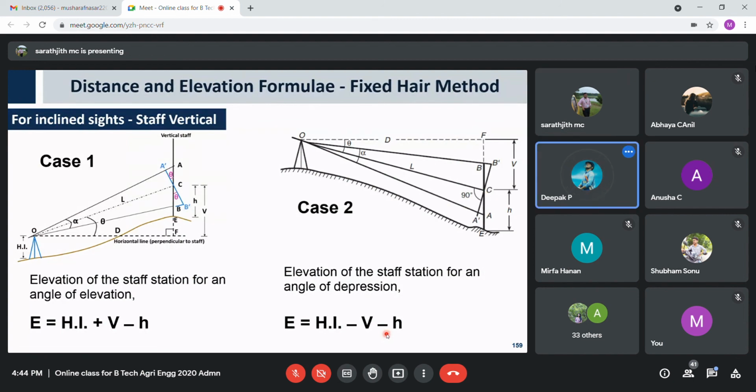Okay. So in both these cases, your staff is kept vertical. So in the next class, we will discuss what will be the variation in the equation if we are keeping our staff in an inclined direction, not vertical. Okay, that we will be discussing in the next class. This is clear to you, right? Yesterday's derivation and this derivation is clear to you.